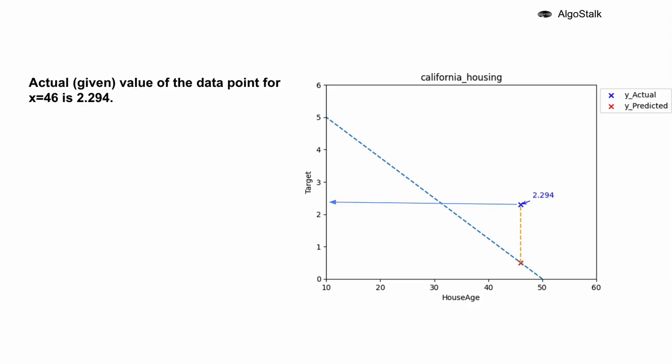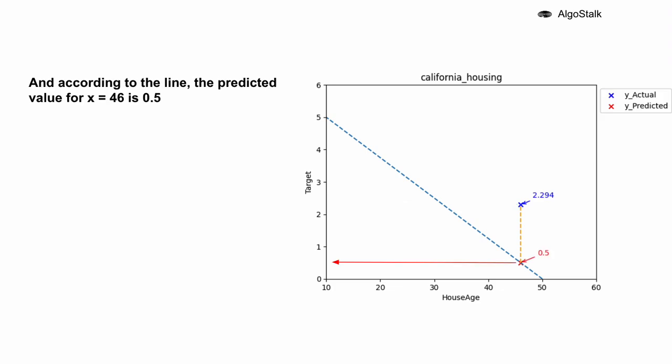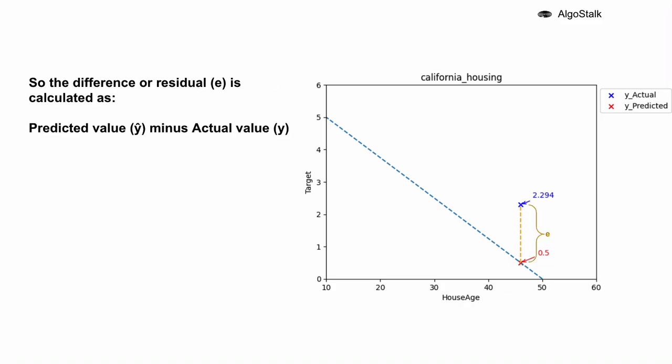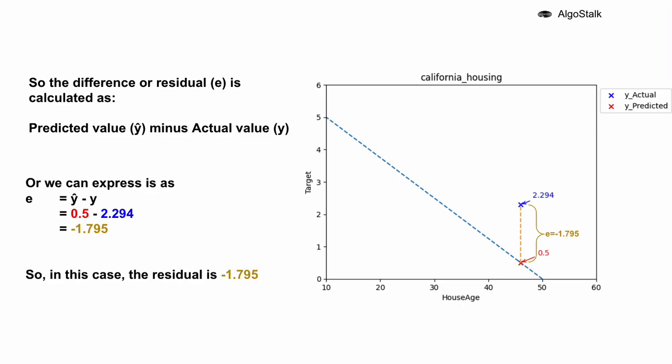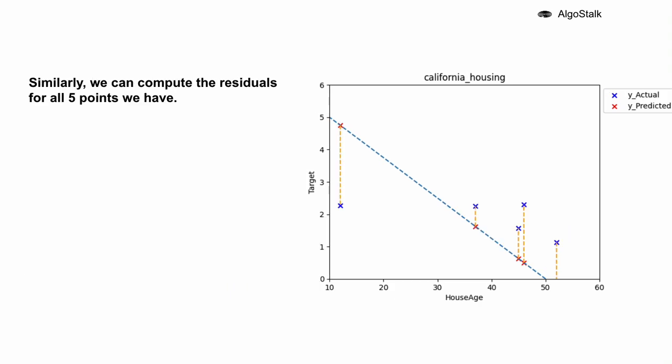The actual value of the data point for x equals 46 is 2.294, and according to the line, the predicted value for x equals 46 is 0.5. So the difference or residual is calculated as predicted value minus actual value, or we can express it as e equals y hat minus y. So in this case, the residual is minus 1.795. Similarly, we can compute the residuals for all 5 points we have.